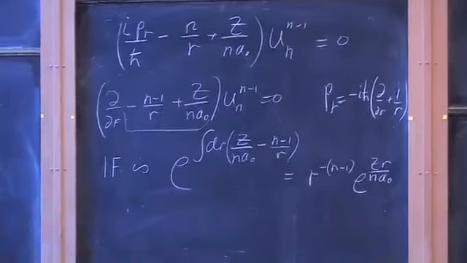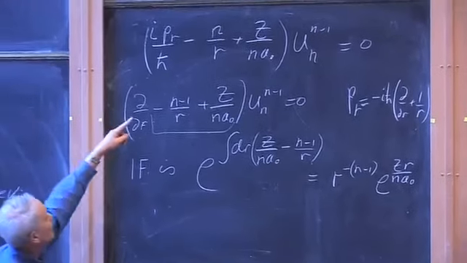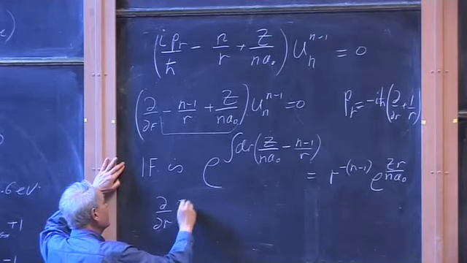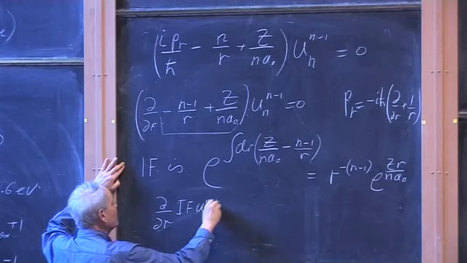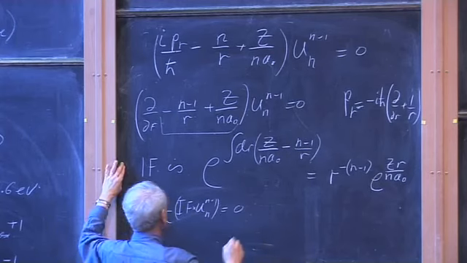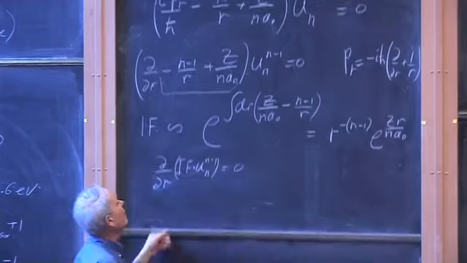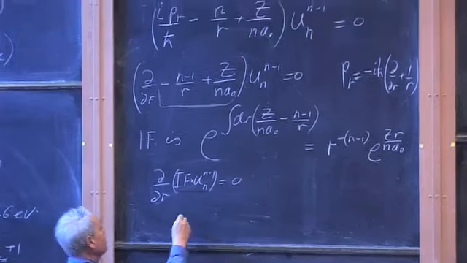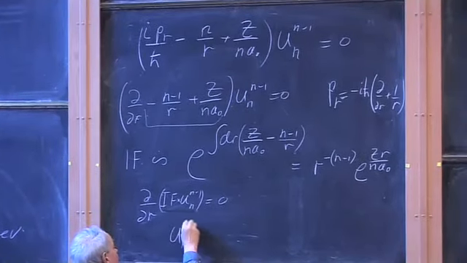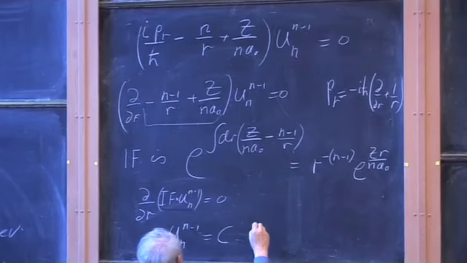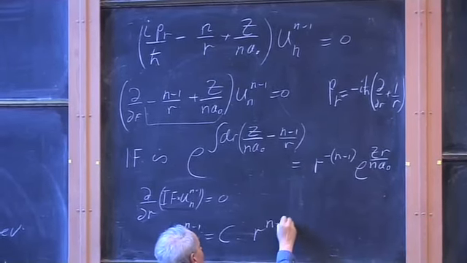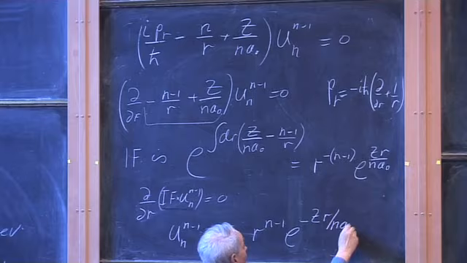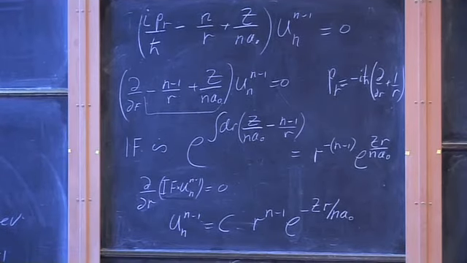So now we know pretty much what's going on because the original differential equation, remember, says that d by dr of the integrating factor times u n minus 1 equals 0. In other words, this thing is equal to a constant. In other words, the wave function that we're seeking is a constant over the integrating factor. So we have that u n minus 1 is some constant, which must be determined by the normalization, times r to the n minus 1 e to the minus z r over n a0. So that's a wonderfully simple expression.